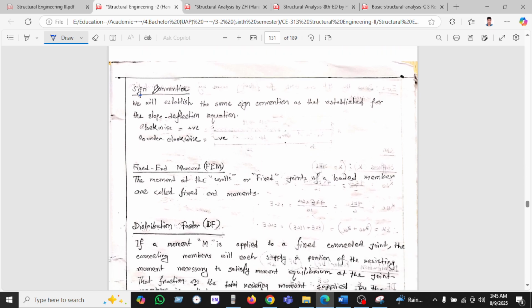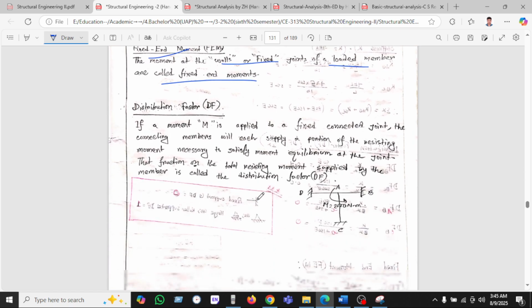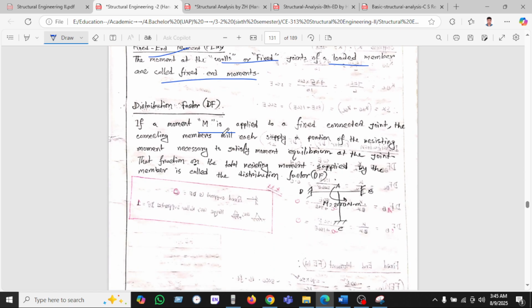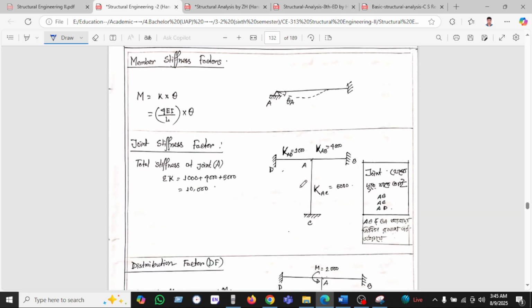And then the sign convention is positive. The fixing moment is the moment that the walls and fixing supports apply to the member, called the fixing moment. The distribution factor is given here. The joint is locked and the connected moment is carried over, and the resisting moment is necessary to satisfy the moment equilibrium. And for member stiffness we have seen M equals k into theta, so 4EI by L, and if we divide M by theta, it will be k.